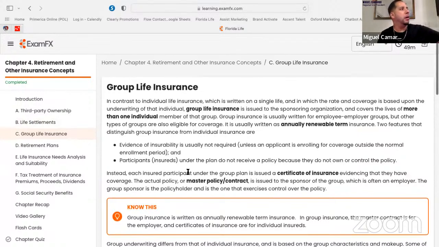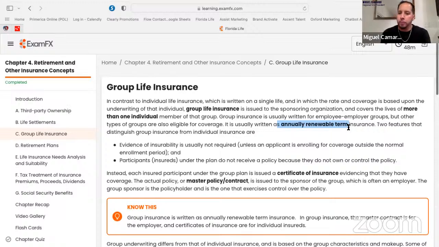The employees receive a certificate of insurance. If you've ever sat down with a client and they say, "Oh, I got insurance through my job," wonderful. Show me your policy. They never got one. They may have received a piece of paper or login information to see what you have, but you never have a policy. So when people have insurance through their job, it's always annually renewable term insurance, which means every year the premium is going to go up.